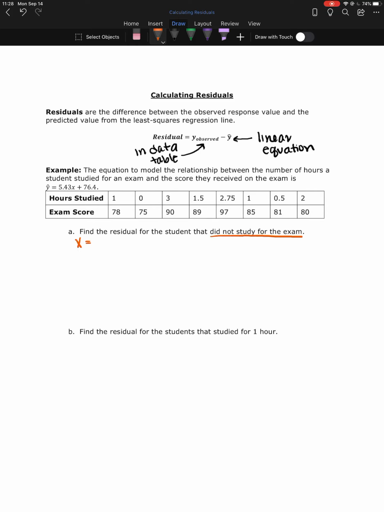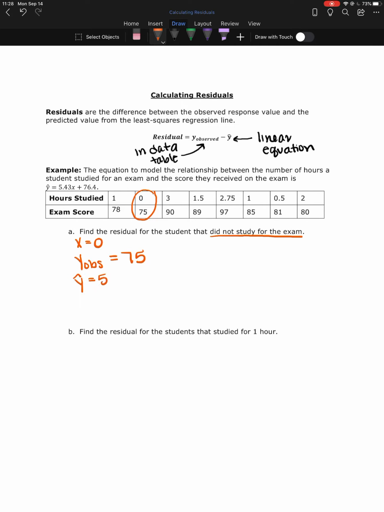If they did not study for the exam, that means that their x value is 0. They studied 0 hours. So I'm going to go to the table and find that student. So here he is. This student did not study for the exam and they scored a 75. So my y observed, which I'm going to shorthand to OBS, is equal to 75. Their exam score is a 75 because they did not study.